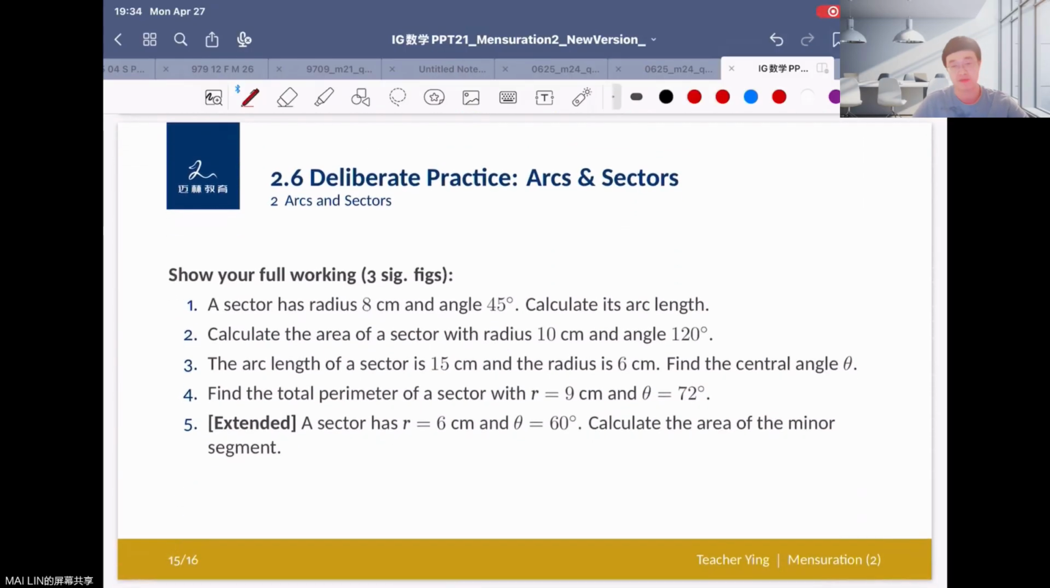And here are some deliberate practice problems for you. If you want to try on your own, you can pause the video and do it yourself.